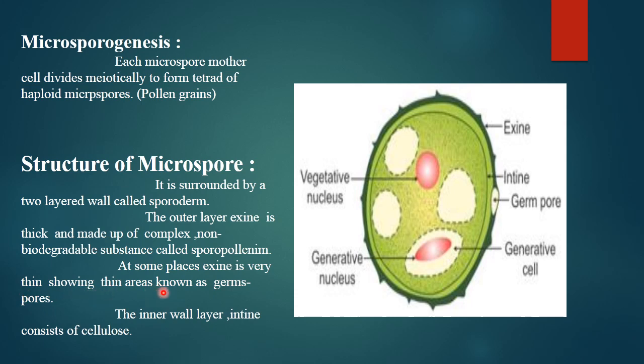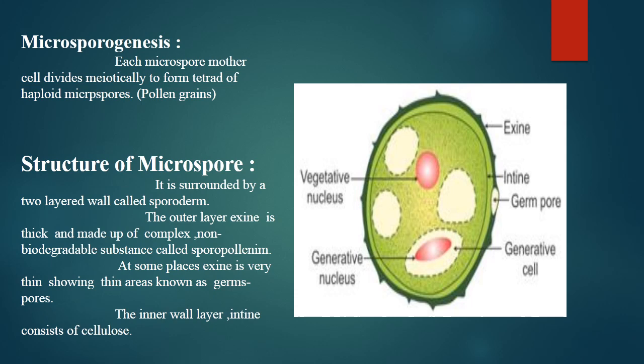The pollen grain is a non-motile haploid unicellular body with a single nucleus. It is surrounded by two layers called the sporoderm. The outer layer, the exine, is thick and made up of a complex non-biodegradable substance called sporopollenin. It may be smooth. At some places the exine is very thin, showing thin areas known as germ pores.